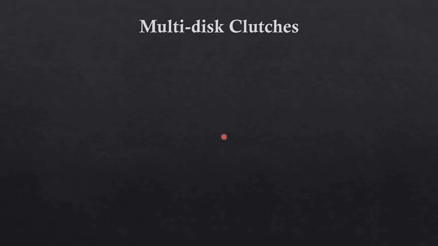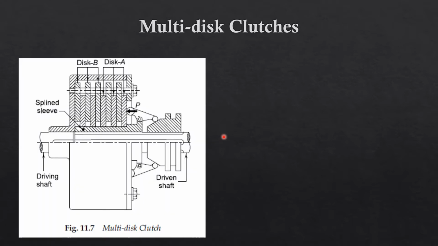Okay, so a multi-disc clutch. Before we look into the problem statement, we will review the functioning of a multi-disc clutch so you will be able to understand the problem statement much better. You would have seen this figure in the introductory video when we spoke about how a multi-disc clutch works. So let's review it again.